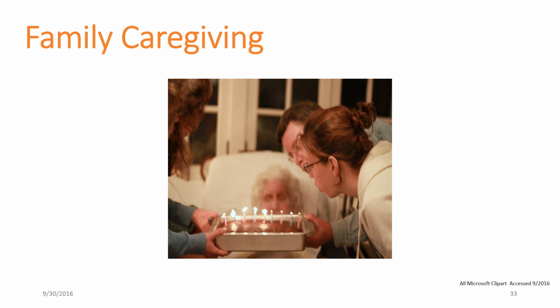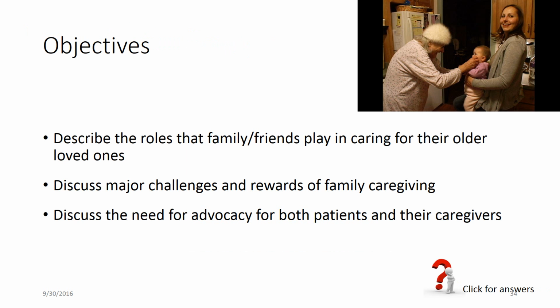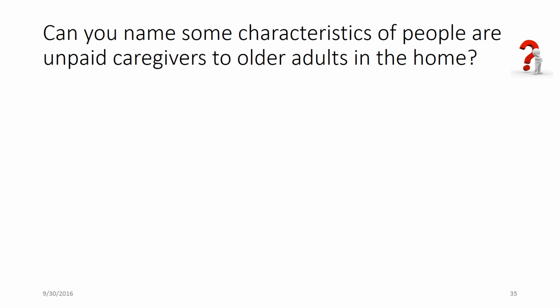Our final section for this PowerPoint is on family caregiving. Here are some objectives. As you've seen through the other portions of this presentation, caregivers and family caregivers are extremely important for the care of older adults. Can you name some characteristics of people who are unpaid caregivers to older adults in the home?